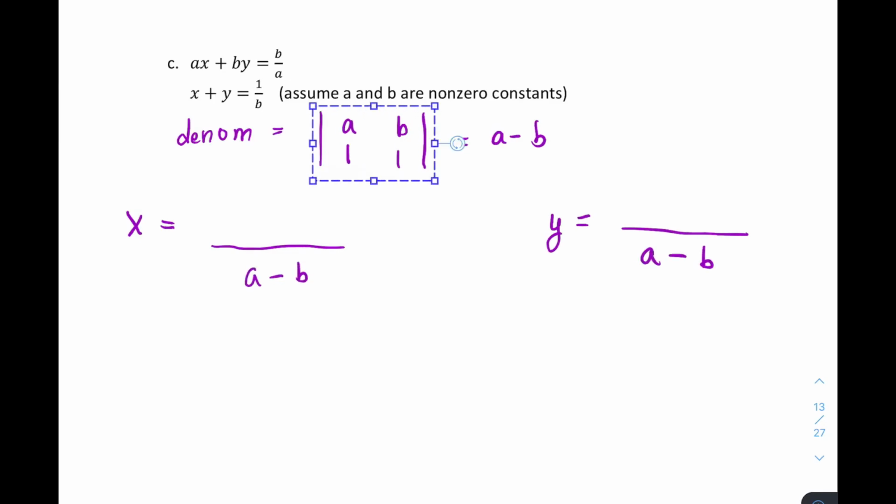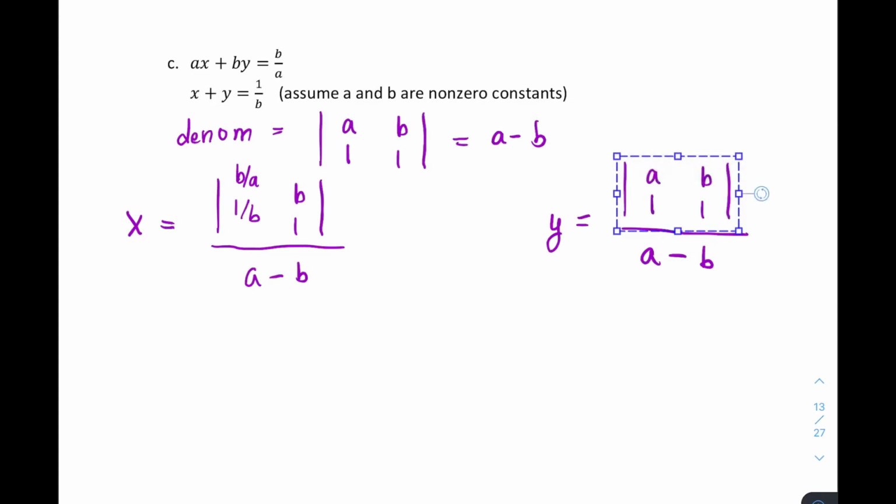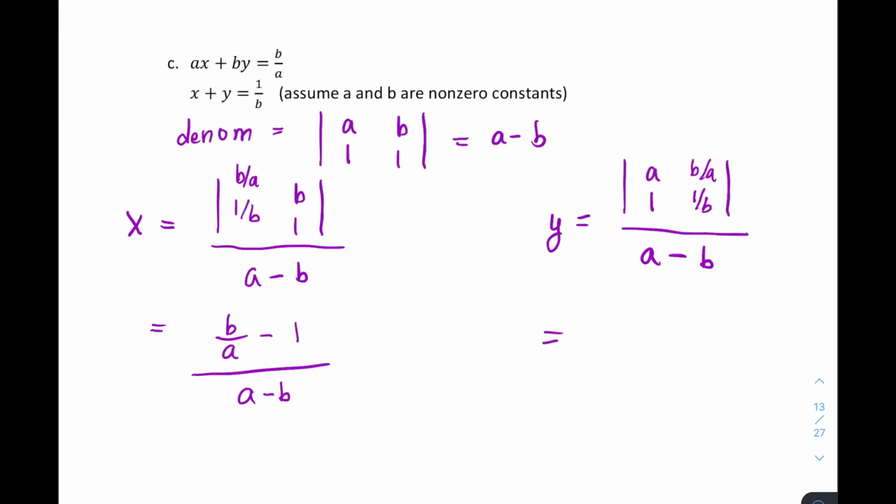Good practice for you. Okay, so I'm again going to copy my matrix that I had to start with, but since I'm finding x, I'm going to replace that column with b over a and 1 over b from the right-hand side of my equation. And since I'm finding y, I'm going to replace that second column with those same values. And then finding my determinant for that, b over a minus, if I take b times 1 over b, that's just 1 over a minus b. And for y, if I multiply it, I'll have a over b minus b over a.